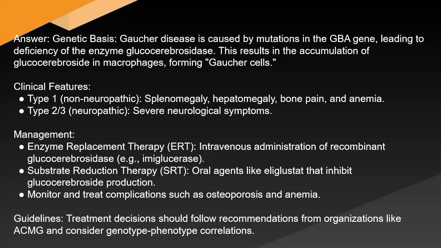Management: enzyme replacement therapy, intravenous administration of recombinant glucocerebrosidase, imiglucerase; substrate reduction therapy (SRT), oral agents like eliglustat that inhibit glucocerebroside production. Monitor and treat complications such as osteoporosis and anemia. Guidelines: treatment decisions should follow recommendations from organizations like ACMG and consider genotype-phenotype correlations.